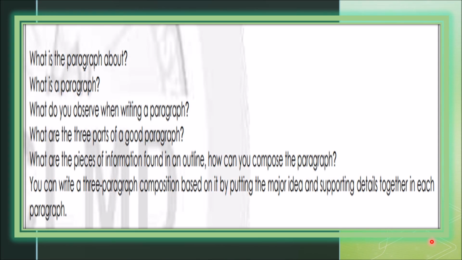So, the questions: What is the paragraph about? Then, what is a paragraph? Then, what do you observe when writing a paragraph? What are the 3 parts of a good paragraph? What are the pieces of information found in an outline? How can you compose the paragraph? You can write a 3-paragraph composition based on it by putting the major idea and supporting details together in its paragraph. Of course. So, these are the questions that we're going to answer.